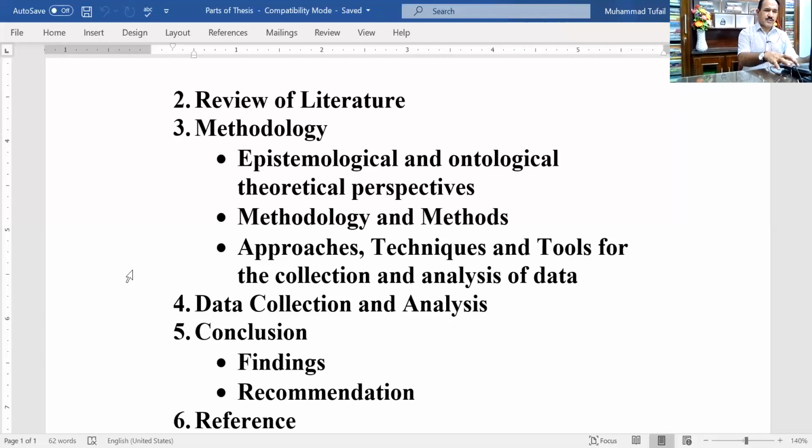Then we come to chapter number 4, which is based on data collection and analysis. This is the stage where you collect your data, whatever you have found during your research studies and research activities, you present your data, and then you sit to analyze it. After this presentation of data, we go to the analysis first.